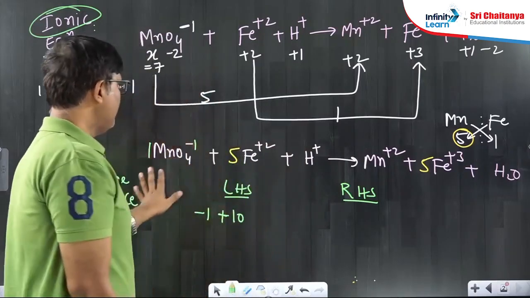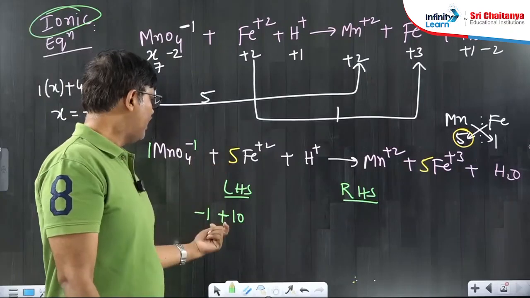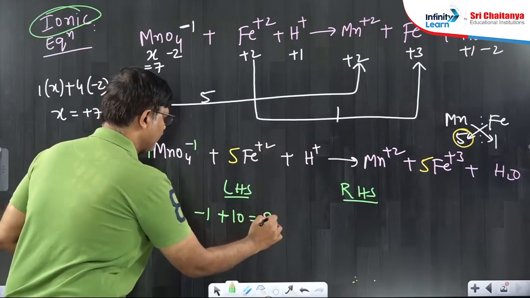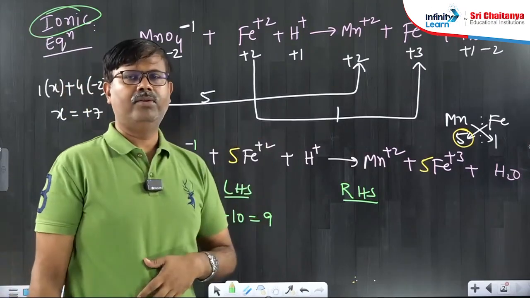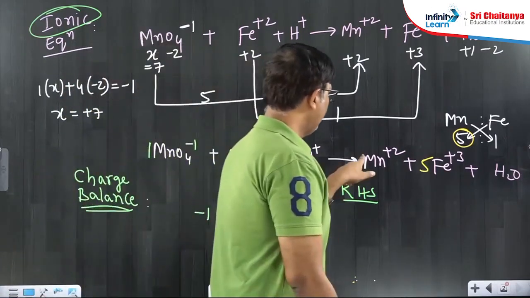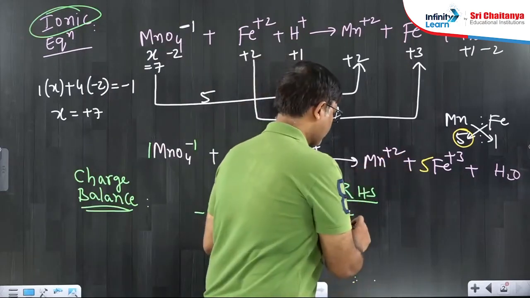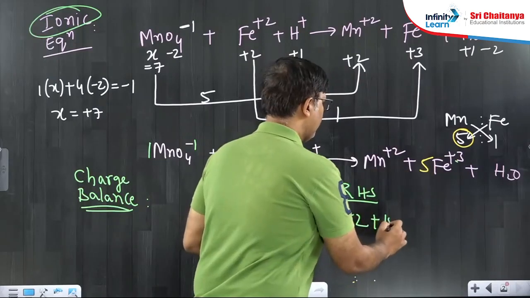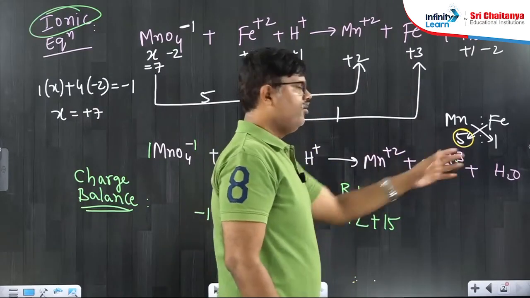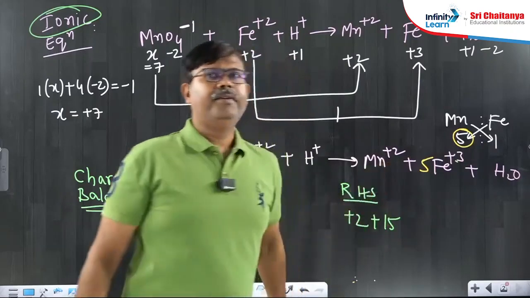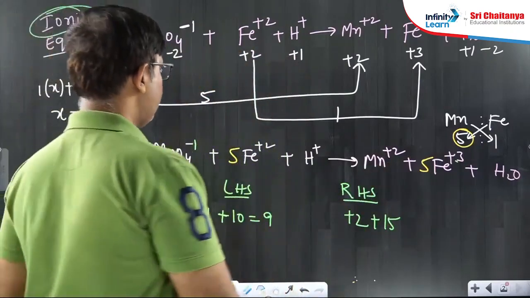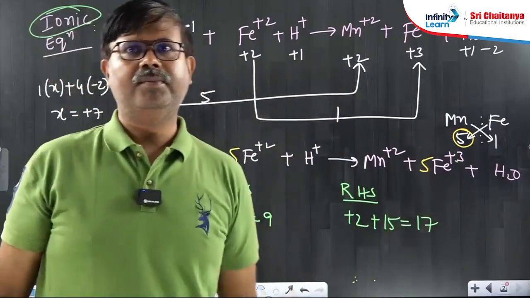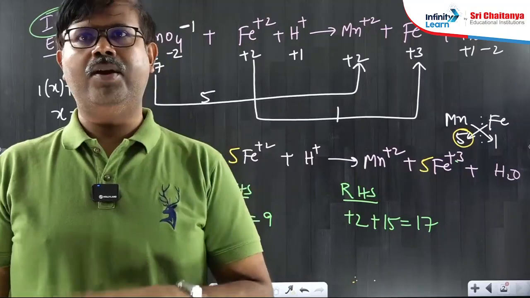So on the left side, the overall charge from these two items is -1 plus 10, which is +9. Now the right side. 1 manganese is there, its charge +2. 1 iron has charge +3, and 5 means 5 into 3, 15. Don't take water into consideration. Now the total charge on the right side is 17. Left side 9. Are they balanced? No. We have to balance.